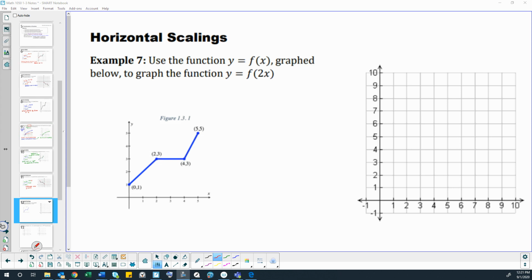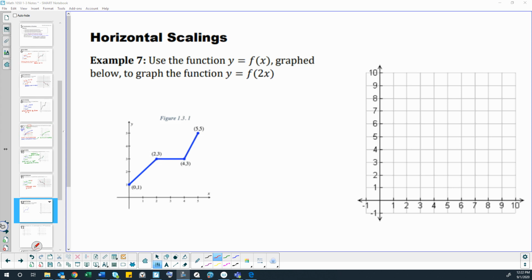Scalings. Now notice where the number is in there. Horizontal scalings are the worst. They are the most confusing. That's the bad news. The good news is we're not going to do very many of them. Most of the time you don't need to really worry about them, but they will come up once in a while and I'll remind you.